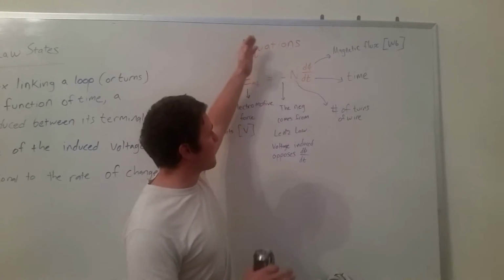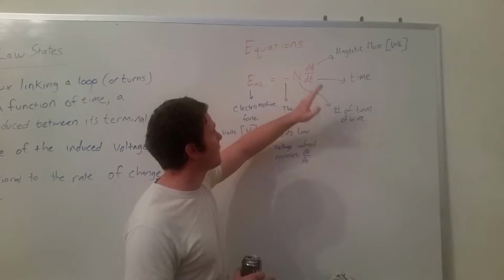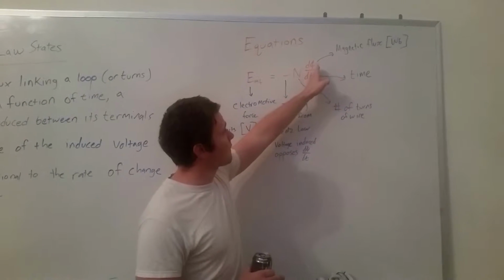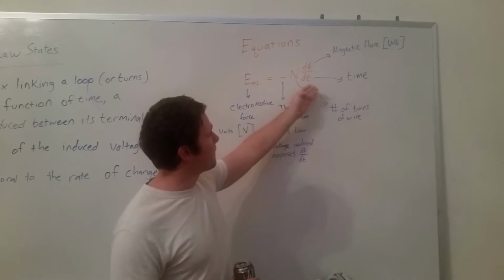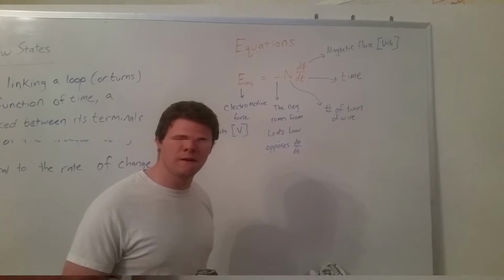So basically, we're breaking this down even simpler. We have the number of turns of the wires. We have the flux, whose unit is Webers, and we have time, which is in seconds. So that's basically the formula.